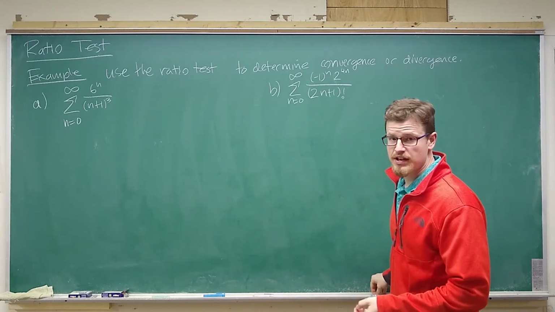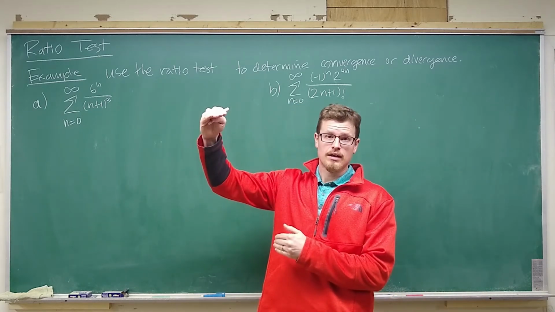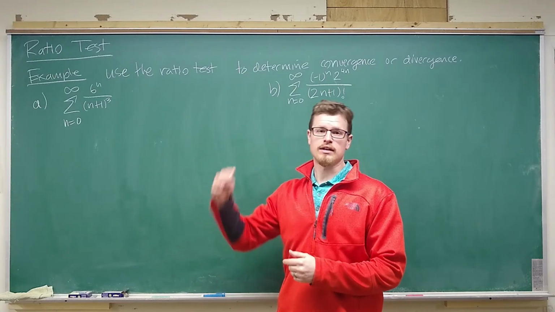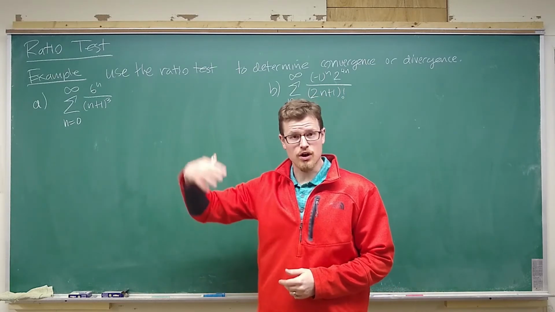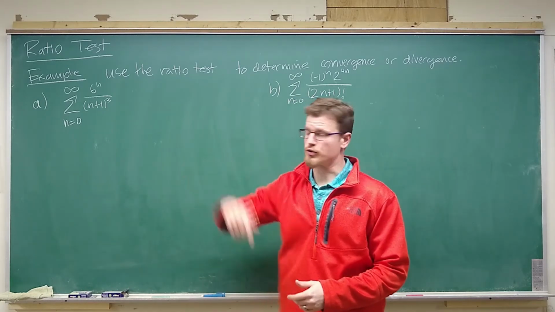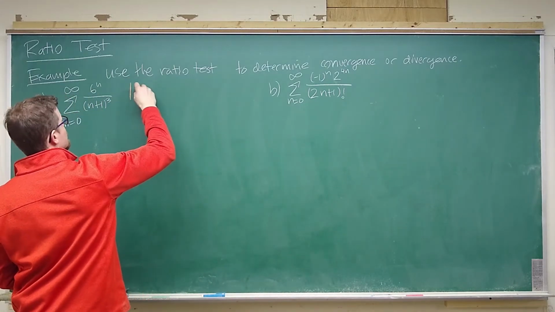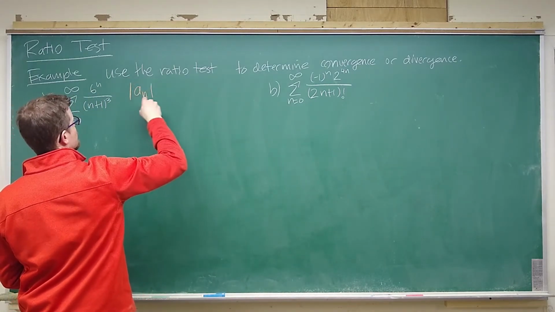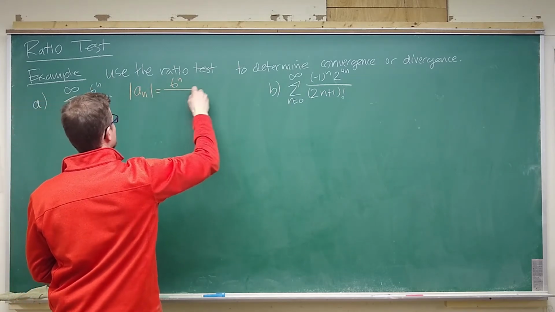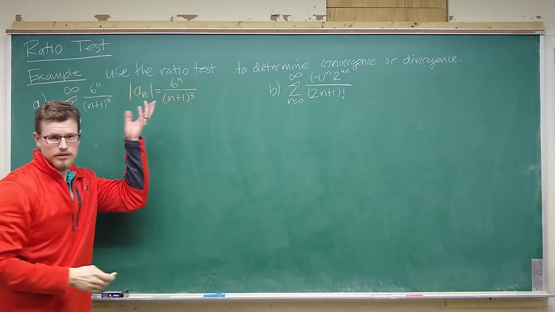And the ratio test asks us to take the ratio of a sub n plus 1 divided by a sub n and determine if the limit of that ratio goes to a number that's less than 1 or a number that's larger than 1. So we need the absolute values of the a sub n. So in general, the absolute value of each of these terms will look exactly like it is as given because they're all positive. Nothing different.